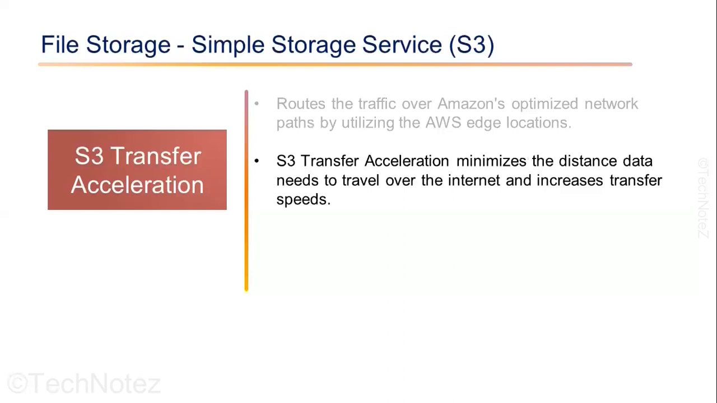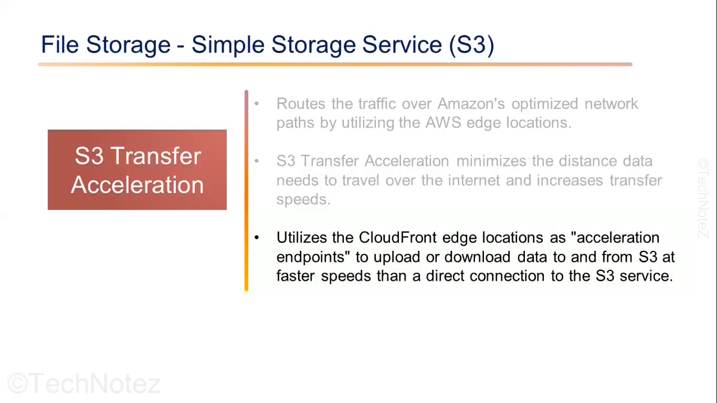To use S3 Transfer Acceleration, you simply need to enable it on the S3 bucket that you want to use it for. You can then use a special endpoint provided by AWS to upload or download data from the bucket. It works by using the CloudFront edge locations as acceleration endpoints that can upload or download data to and from Amazon S3 at a faster speed than a direct connection to the S3 service. This can be particularly useful for users who need to transfer large files over long distances, such as between different regions or continents.